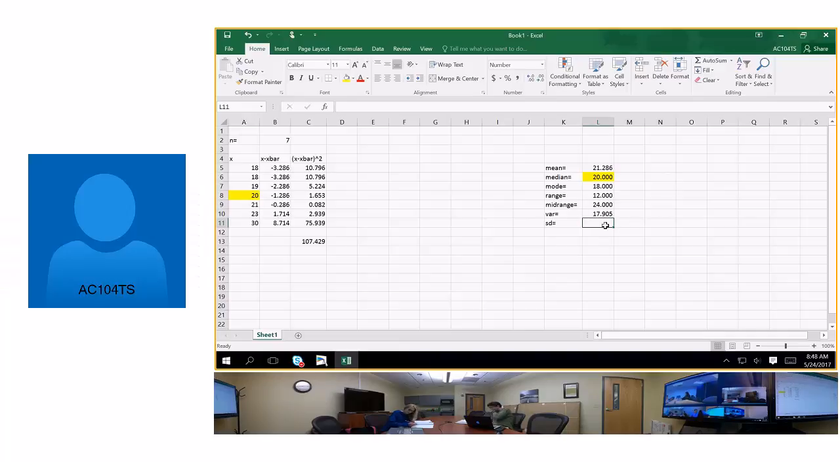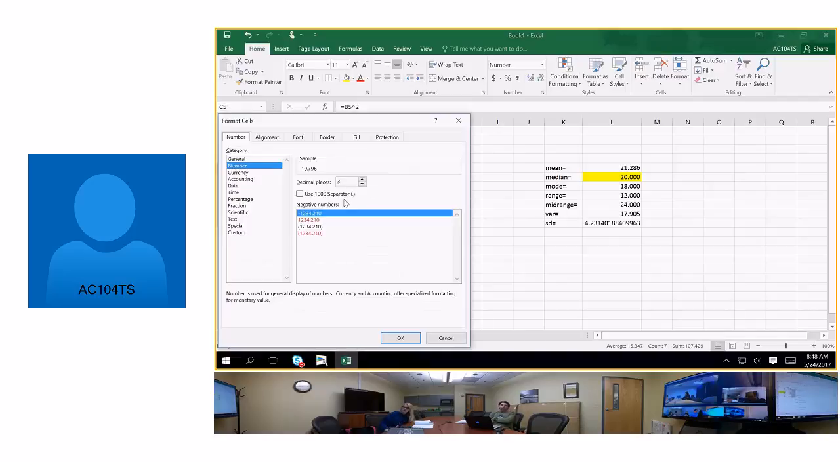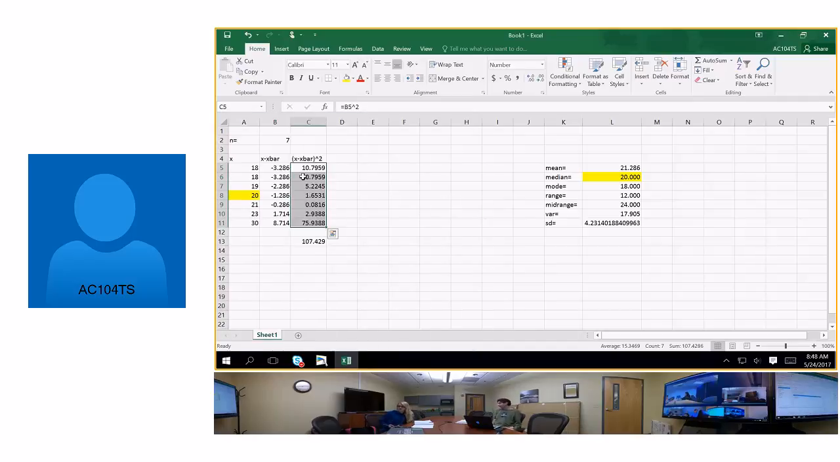And the standard deviation is equal to the square root. So that's going to be 17.905 raised to the what? 0.5 or 1/2 power? It's still saying 798. When I do it, for the first one, it did 10.798. Well, I'll raise it to the 4th and see what that does. I don't know why y'all are getting 795, 796.